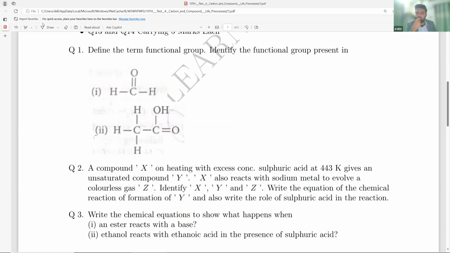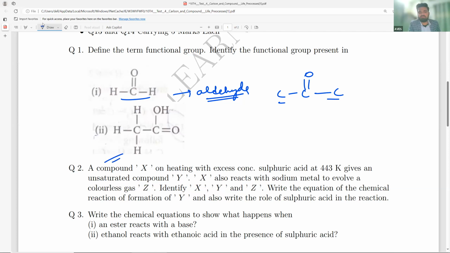Understood? Yes, this is a very important question. And what's the functional group here? Tell me which functional group is here. Aldehyde. Why not ketone? Because it has H, and for forming a ketone we need at least 3 carbons. So it is an aldehyde. And here? Carboxylic acid. Yes, it is C double bond O, OH.